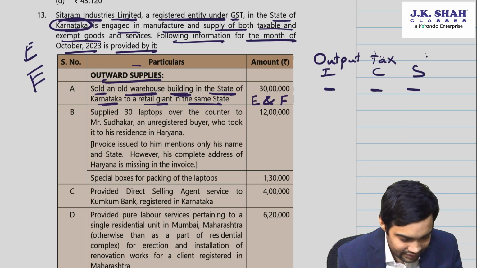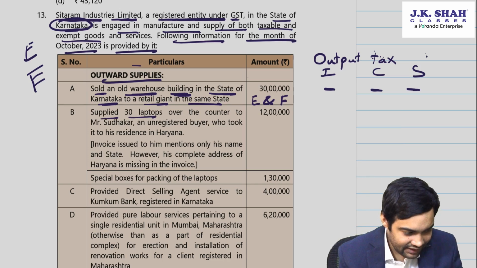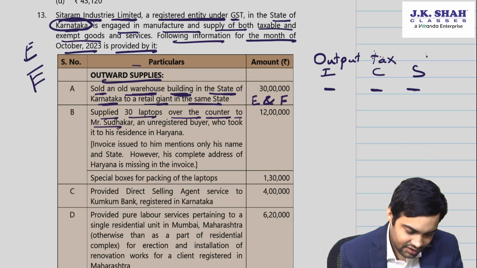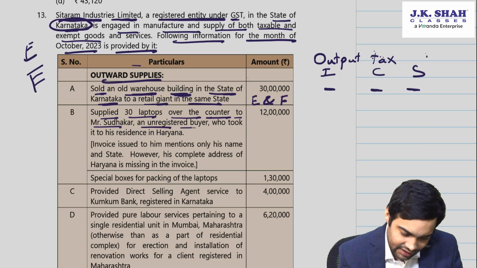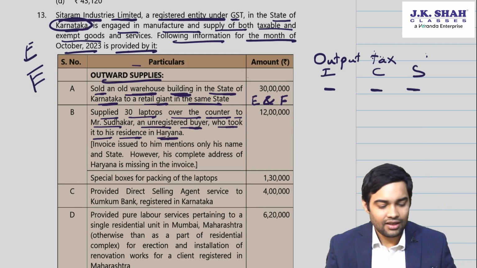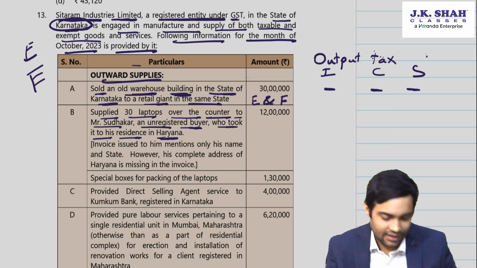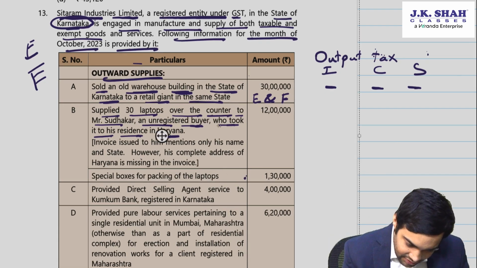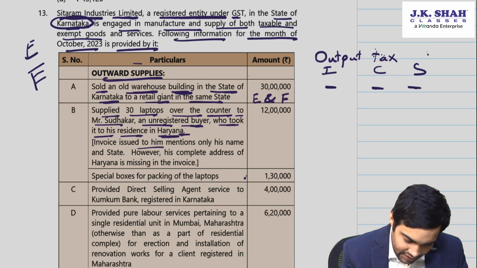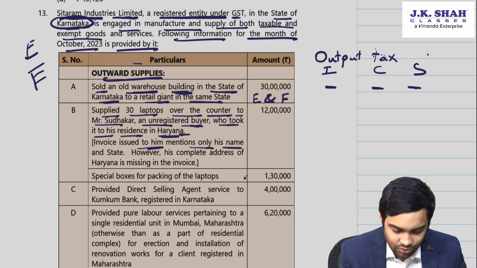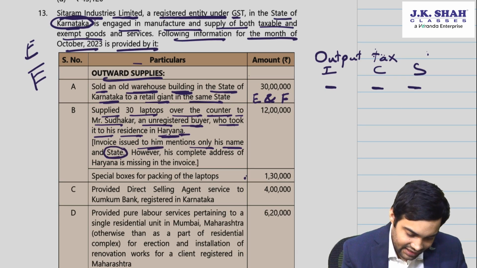Then supplied 30 laptops over the counter to Mr. Sudhakar, an unregistered buyer who took it to his residence in Haryana. So we have supplied 30 laptops. We supplied it here only. He is an unregistered buyer. He took it to Haryana. Invoice issued to him mentions only his name and state. However, his complete address is missing.